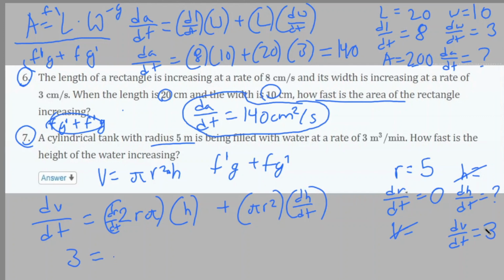dr dt, do we know it? dr dt is 0. And that is multiplied by 2, multiplied by r, which is 5, and pi, multiplied by h, plus pi r squared. If we plug in 5, that's going to be 5 squared, which is 25 pi. Oh, I wrote 2 pi, but it's 25 pi multiplied by dh dt. So you see here we're left with an h, but we don't know what it is. But this is why we actually don't need to know the h value.